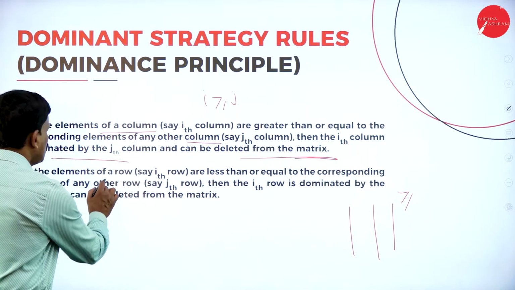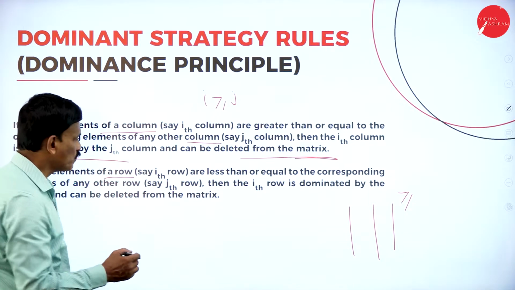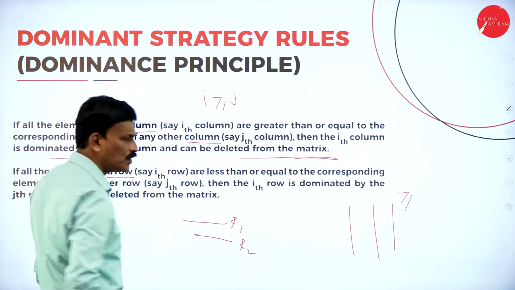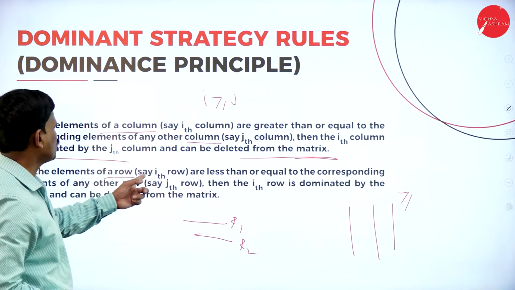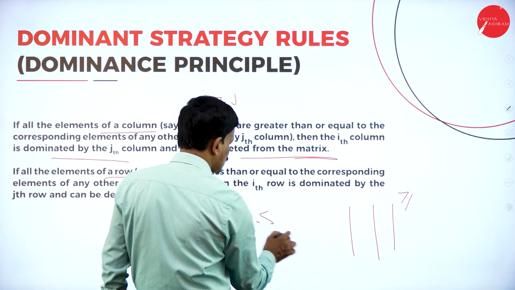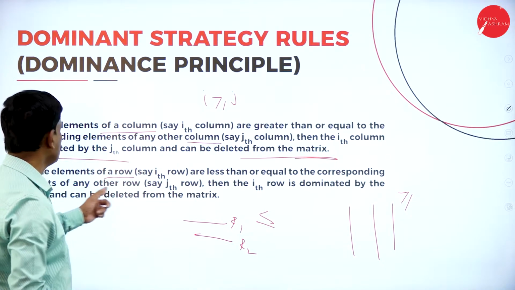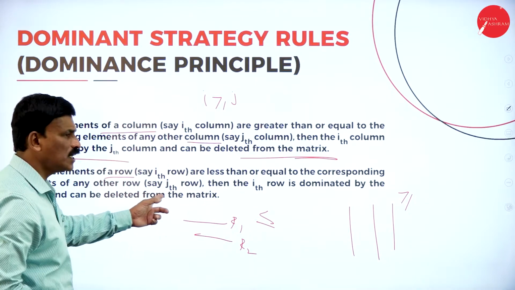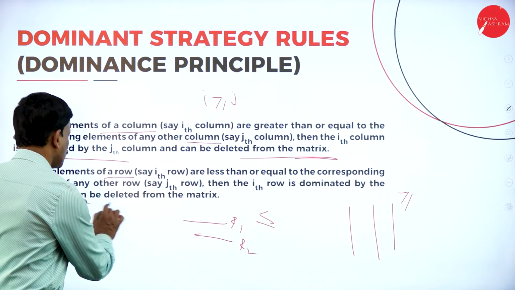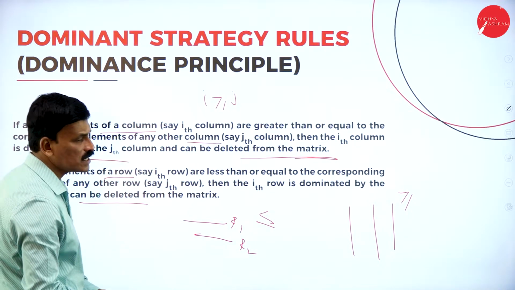Similarly, if all the elements of a row, say the ith row, are less than or equal to the corresponding elements of another row, say the jth row, then the ith row is dominated by the jth row and can be deleted from the matrix. So that is called the dominance strategy.